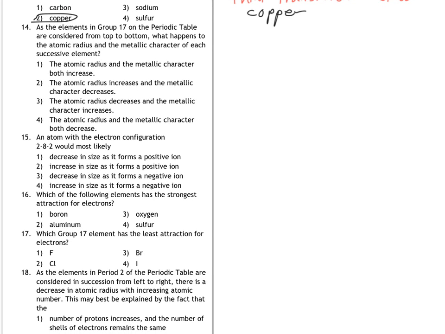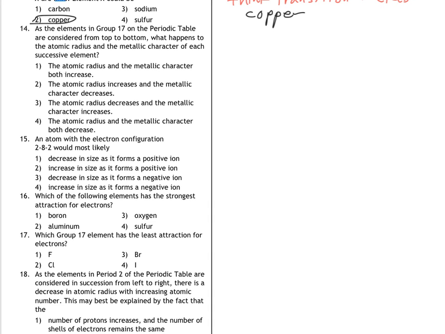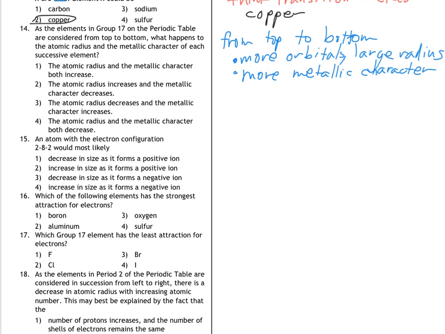14. As the elements in group 17 on the periodic table are considered from top to bottom, what happens to the atomic radius and metallic character? So as you go from top to bottom, atomic radius increases as a result of an increase in the number of orbitals, and metallic character increases as well. So I'll write that in. So using that logic, the best answer is 1.